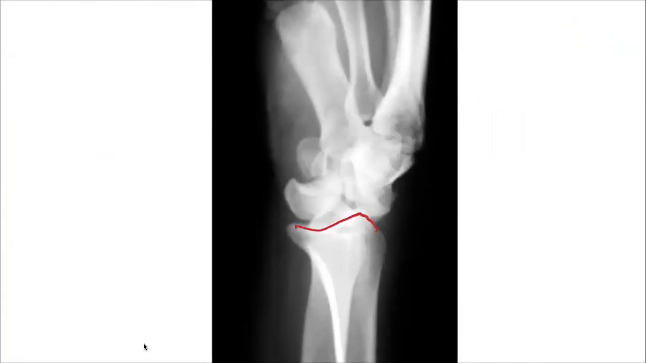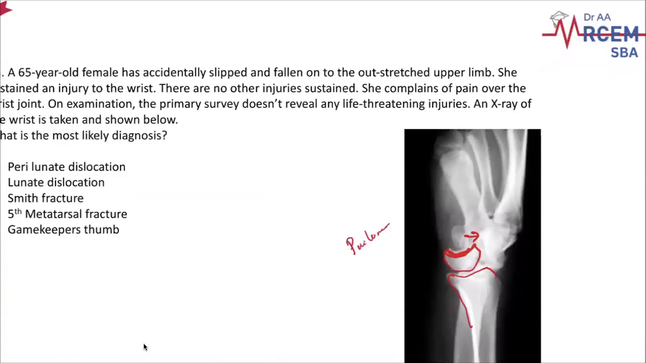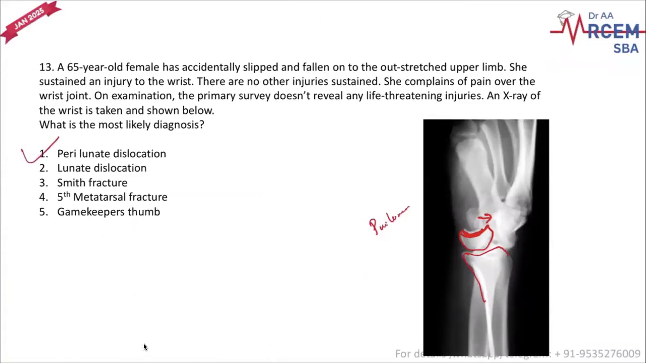This is the radial bone that you're having, and it is articulating with the lunate bone. Where are the other carpal bones? This lunate cavity looks empty. Nothing appears in front of that. That means they're all pushed backwards. Once they are pushed backwards, this is known as perilunate dislocation. So the right diagnosis here is perilunate dislocation.